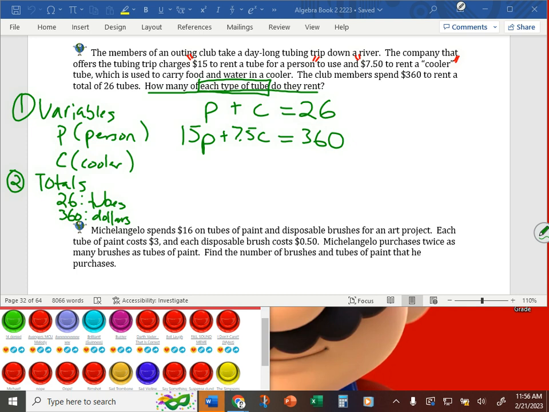There's our system. The process to solve this is the same as it was in the one above it, the same as it was in the previous part 1. This is the new stuff here, setting this up. Okay?